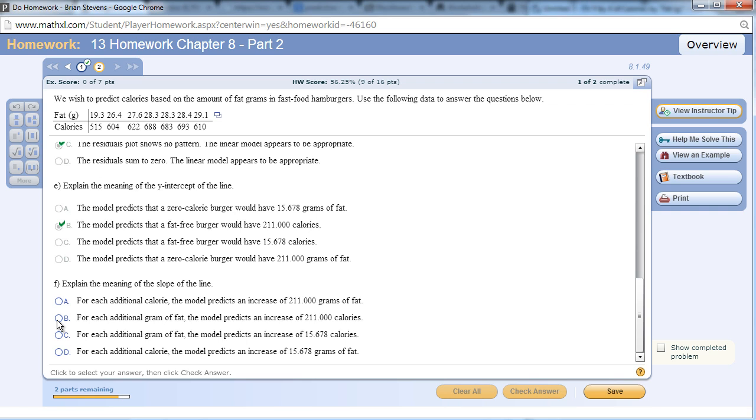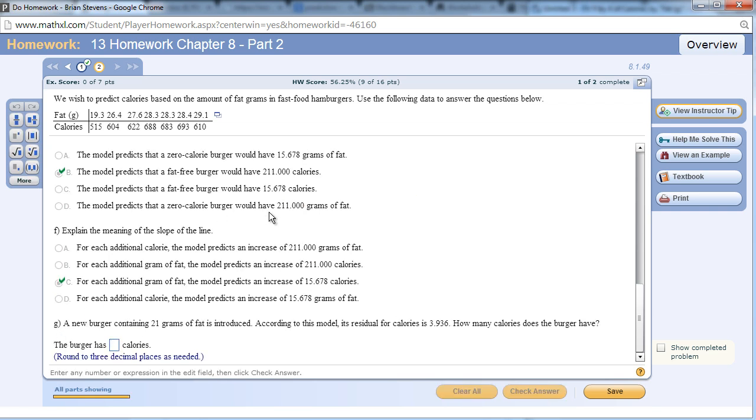Explain the meaning of the slope of the line. The slope of the line would be for each additional gram of fat, we would expect an increase in calories by 15.678. And we see that basically right here. Remember, for each additional X, we would expect Y to increase by blank on average. Very important to always put these in context of the problem.